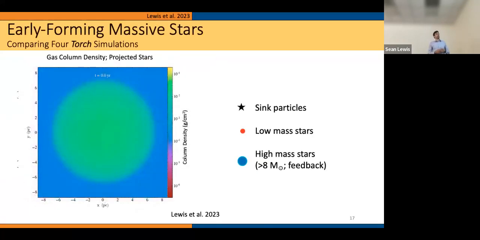So we can look at a video real quick of what that looks like. So you can see on the left, this is our initial conditions. So all four of these simulations would look like this. And you see our spherical gas, we've got 10,000 solar masses of material there. And as I play this video, you'll see the gas start to move around. It's self-gravitating, so it'll start collapsing in on itself. And you'll see sink particles, these are the black points, start forming, low mass stars being shown as little red dots, and high mass stars, those with feedback, with blue.